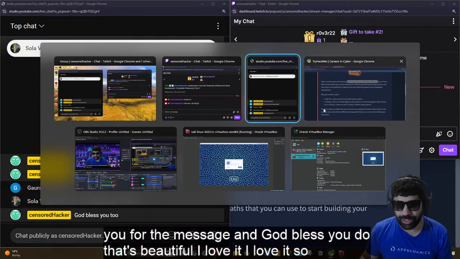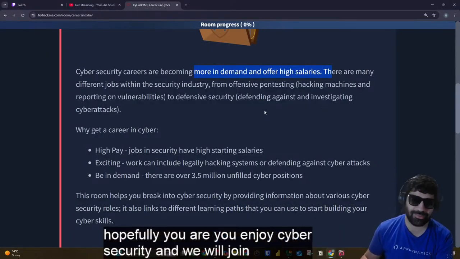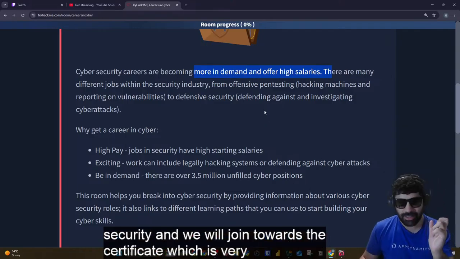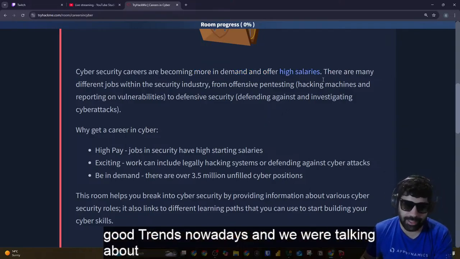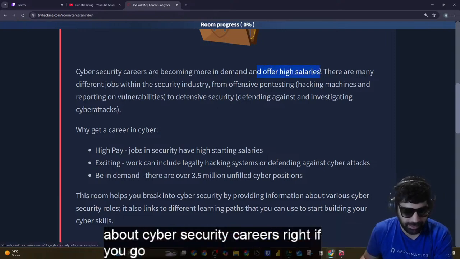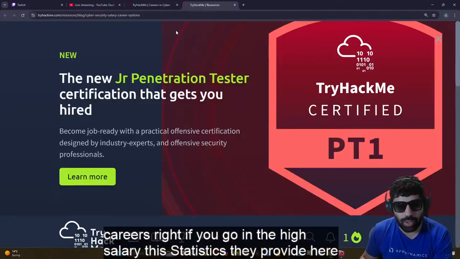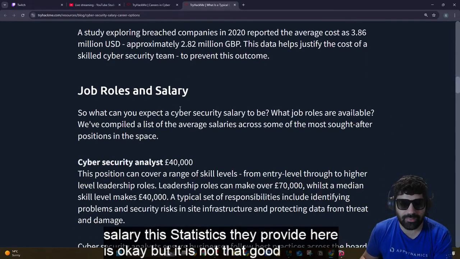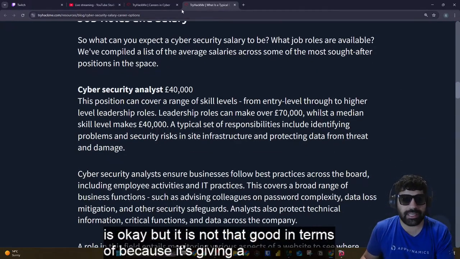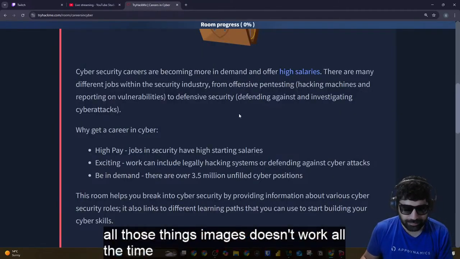So, hopefully you enjoy cybersecurity, and we will work towards this certificate, which is gaining some good trends nowadays. And we were talking about cybersecurity careers, right? If we go into the high salary, the statistics they provide here are okay, but not that good, because it's giving a general idea, which doesn't work all the time.